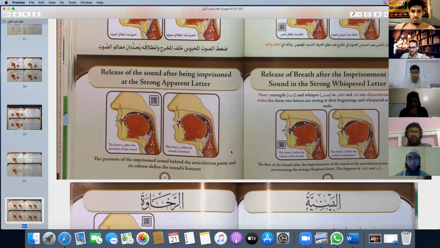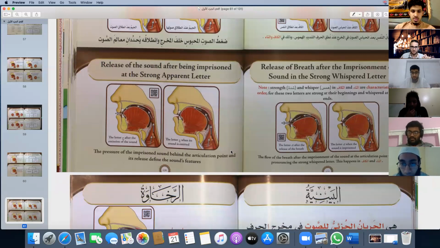Whereas with kaf and ta, it's special. Why? Because we said last time, shidda is a strong quality and hamas is a weak quality. So how do I combine between this strong quality and weak quality with the kaf and ta? Someone of you answered my question last time. How do I combine between them? I don't remember who answered, but I had a correct answer last time. So let me repeat the question one more time.